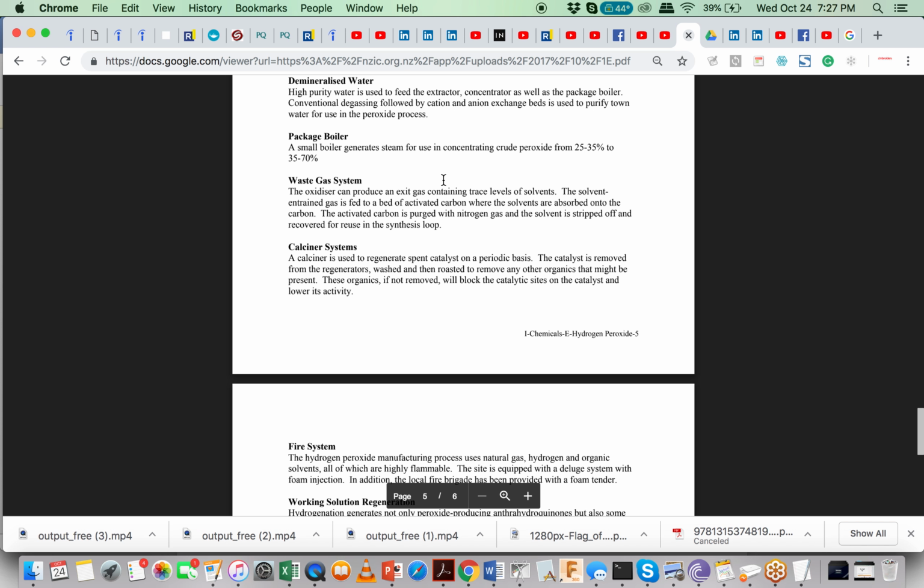The oxidizer can produce an exit gas containing trace levels of solvent. The solvent entrained gas is fed to a bed of activated carbon where the solvents are absorbed onto the carbon. The activated carbon is purged with nitrogen gas and the solvent is stripped off and recovered for reuse in the synthesis loop.